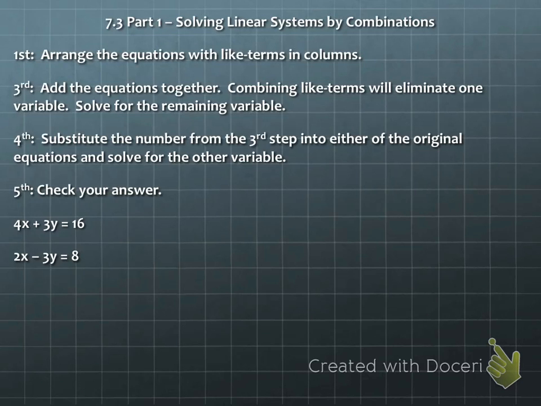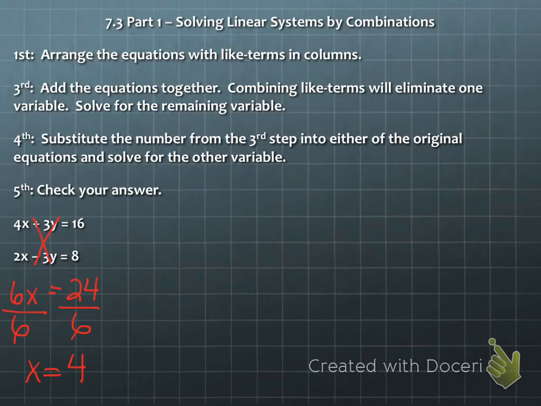So when I'm doing this, these ones are already arranged so that the like terms are in columns. So I do 4x plus 2x, that gives me 6x. 3y plus negative 3y, those cancel each other out and give me 0, so I don't have to write anything. And then 16 plus 8 gives me 24. So I divide both sides by 6. So I have x is equal to 4.